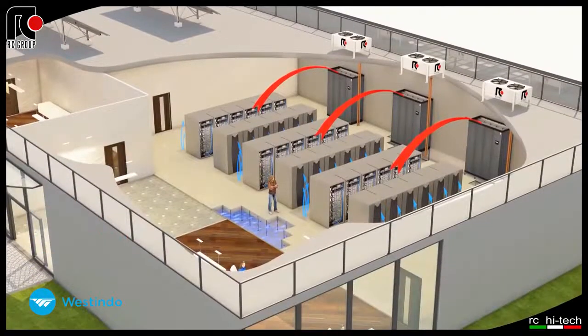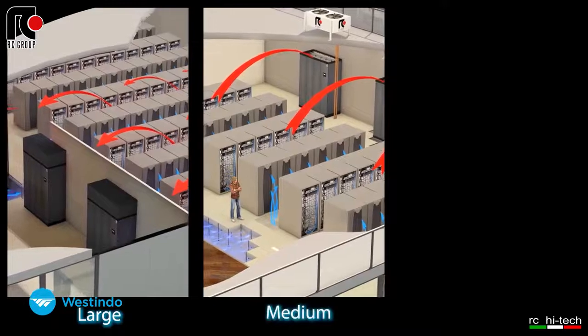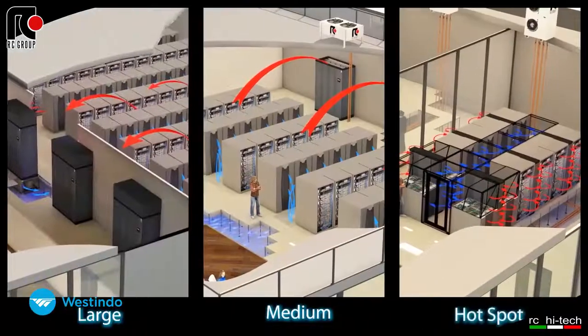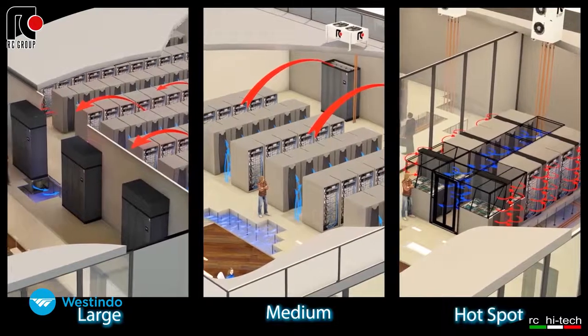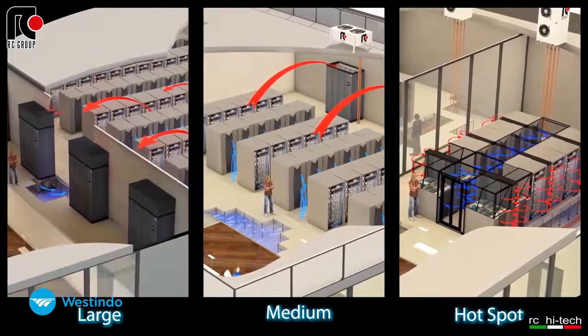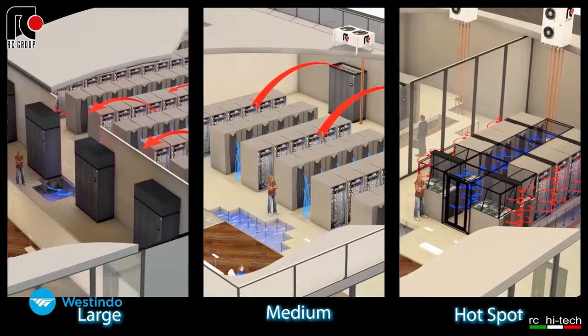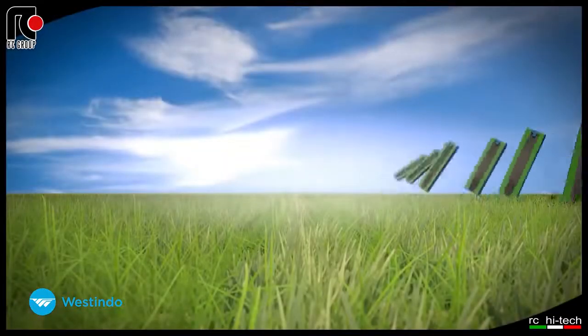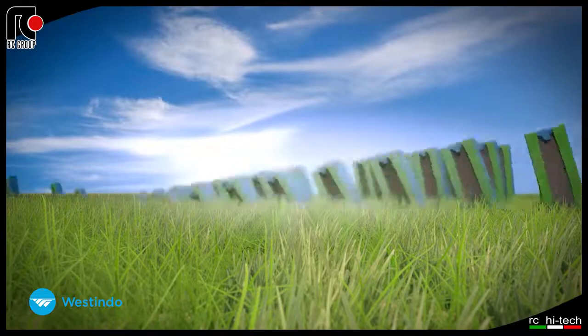Data centers of small-medium size, but with features and requirements similar to those of large capacity. Data centers or parts of them with hotspots or very highly concentrated thermal load, located in specific areas. Let's now analyze the green solutions developed by our RC Group for each of the three types of data centers.